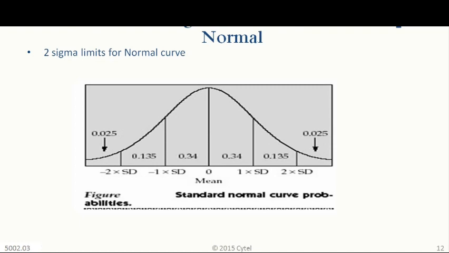The famous Six Sigma limits also come from normal distribution. Here, these are two sigma limits. If you consider 0 as the mean, or in case of the standard normal curve, 0 is the mean, and you go one standard deviation here and one standard deviation here, then it comprises 68% of the observations. If you go further, 13.5% and 13.5%, so 27% will be added to this. So only 2.5% of observations are below minus 2 sigma and 2.5% of observations are above 2 sigma.